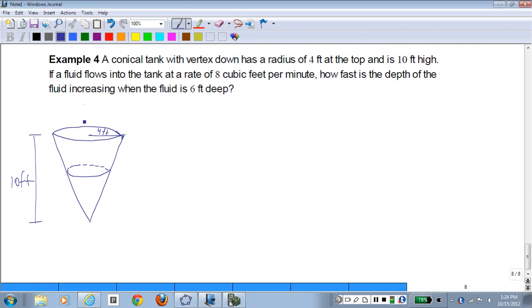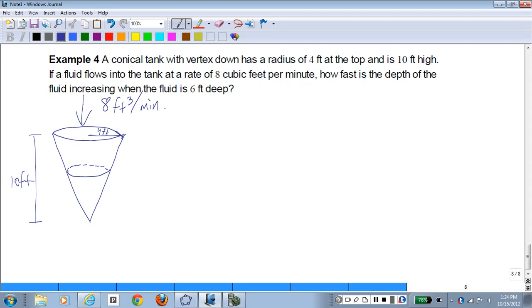So there's the fluid. That's the direction of the fluid. It flows into the tank at a rate of 8 cubic feet per minute. How fast is the depth of the fluid increasing? So it gets deeper as more and more fluid accumulates. So how fast is the depth increasing at the particular point in time when it's 6 feet deep?